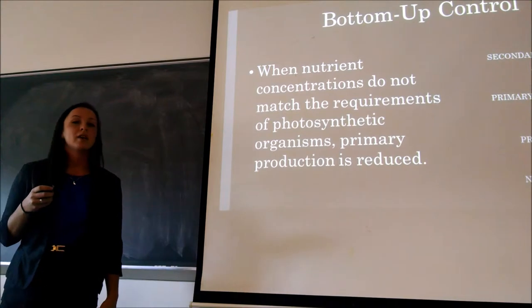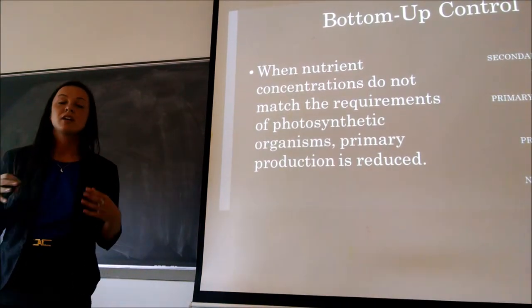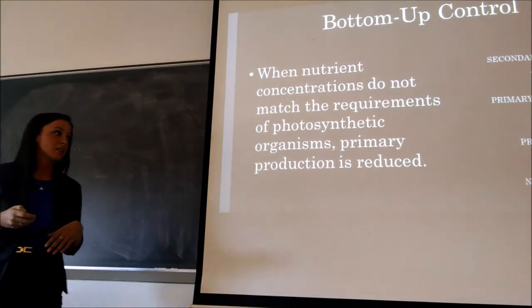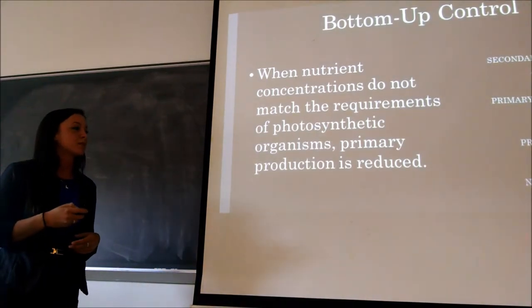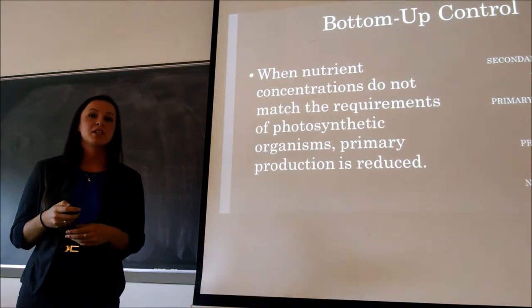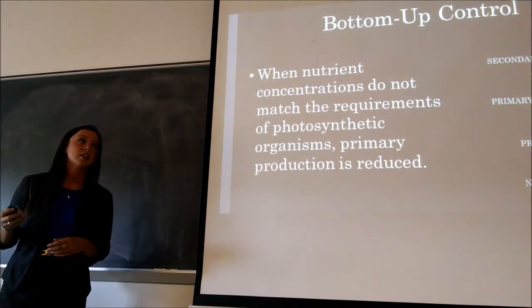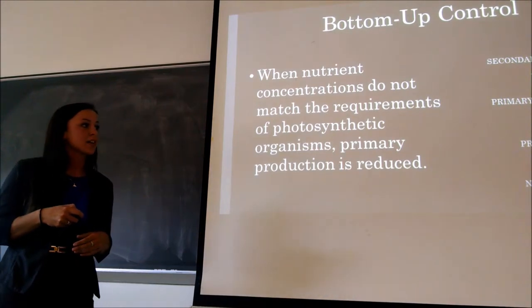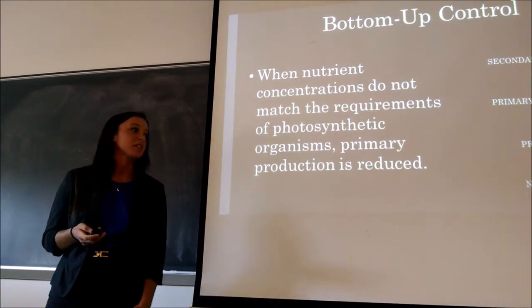So in ecosystems where nutrients are extremely limited, primary production is in turn limited, and the trophic levels above them are also limited. So when nutrient concentrations do not match the requirements of photosynthetic organisms, primary production is reduced. And that was one of the things that Allgeier wanted to look at. And he also wanted to look at how nutrients from these levels cycle back down into the producer level and cause an increase in production.